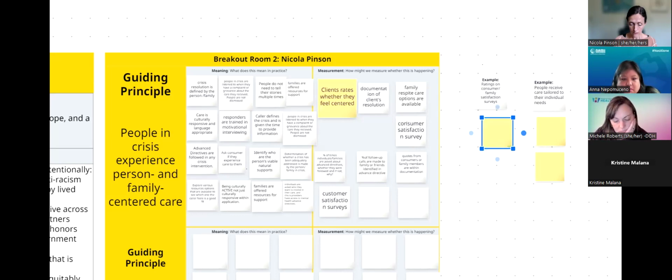Okay, and all right, in terms of sharing out for this guiding principle, do I have a volunteer who would be willing to do that in the larger group?